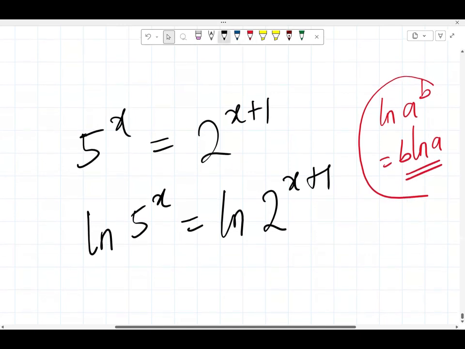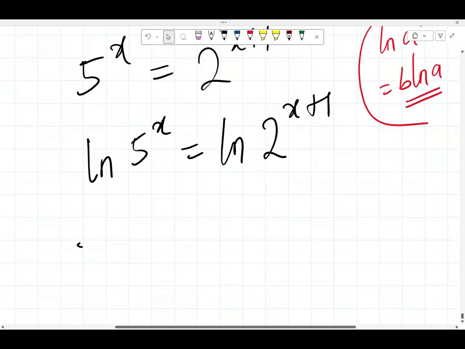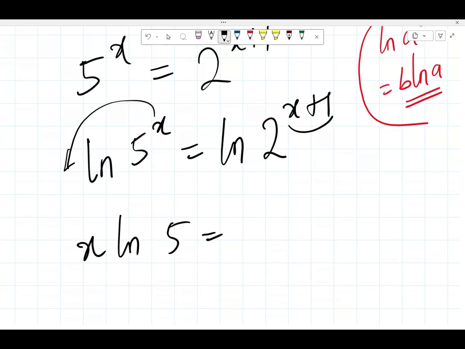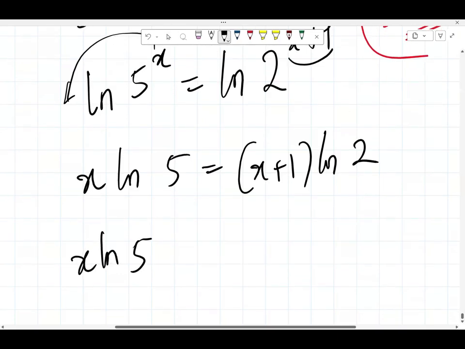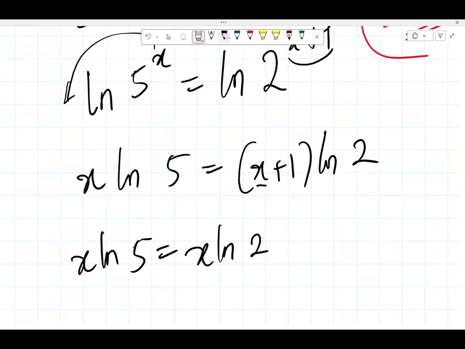So with this in place now, we can then say, okay, this x comes down, and we have x ln 5, and that is equal to this x plus 1 also comes down. So we have x plus 1 ln 2, okay? So once we have that, we can say this is x ln 5, and that is equal to x times ln 2, that's x ln 2, okay? On the other hand, we have 1 times ln 2, that is simply ln 2 or 1 ln 2. That's ln 2 in short. So this is ln 2.